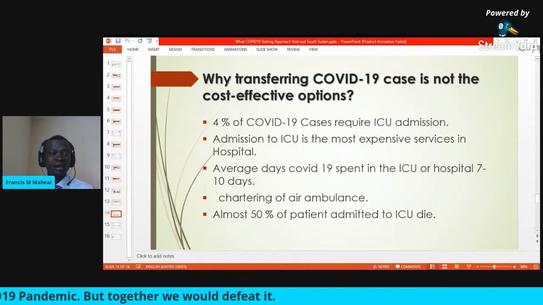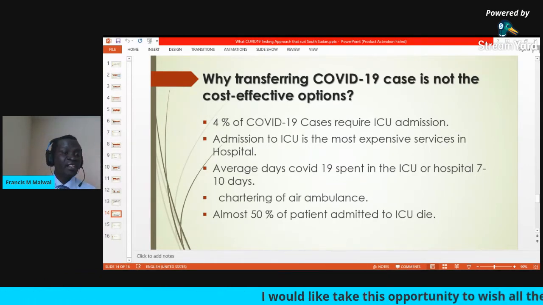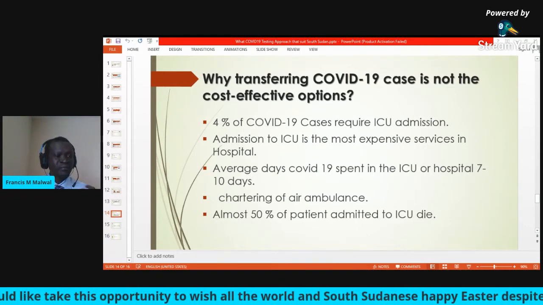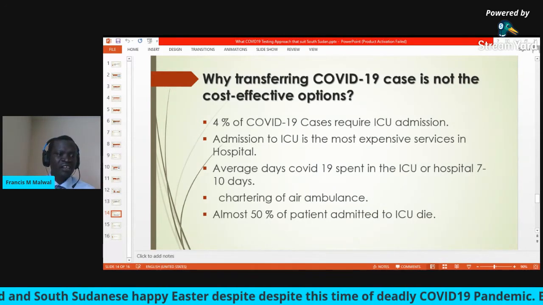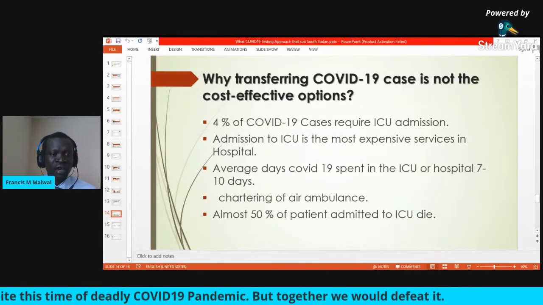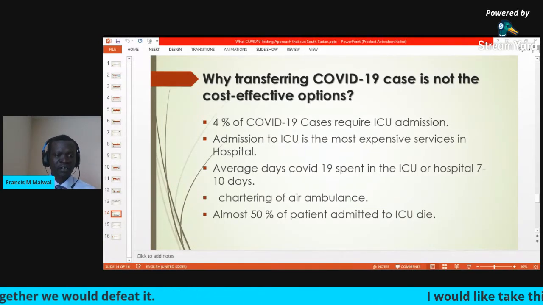And almost 50% of the patients who are admitted to ICU die. So you will be investing a lot of money taking somebody there. It's not because I don't value the life of the people. I value the life of the people, but we need to use our resources more effectively.